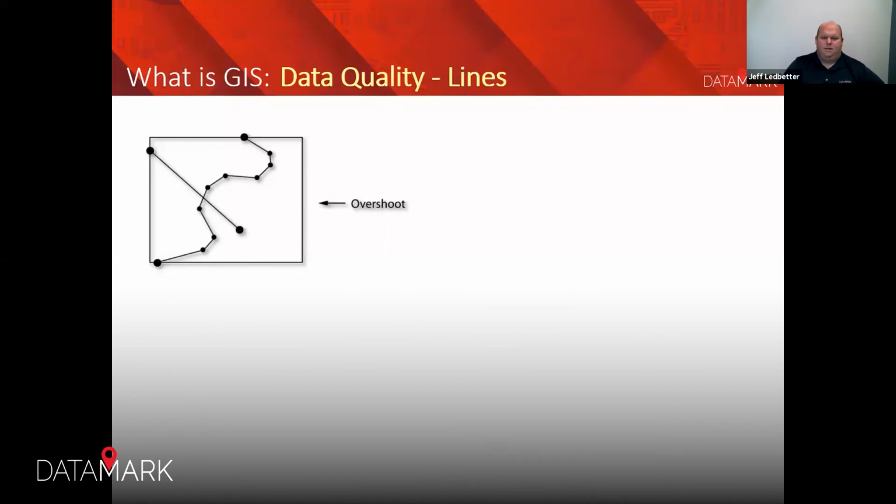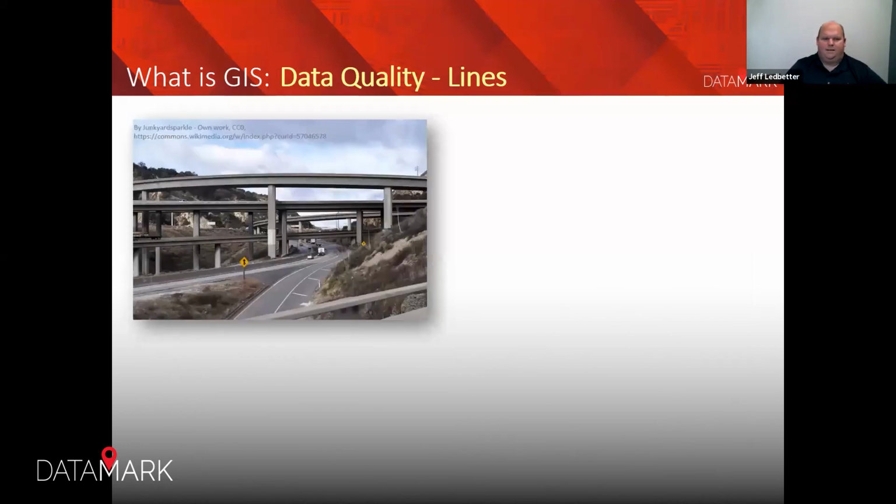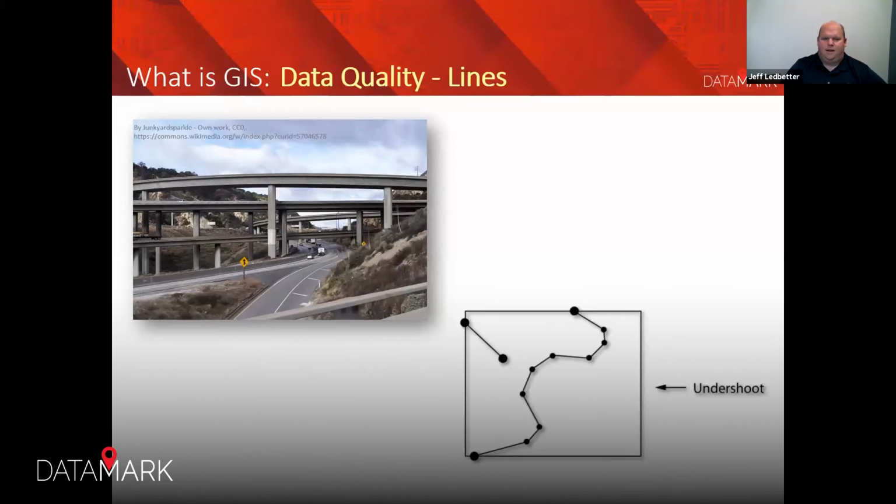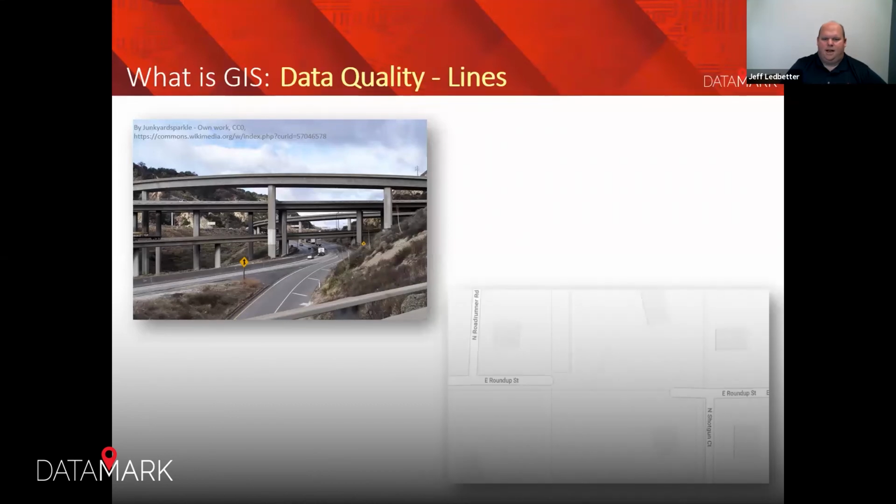Got some good answers coming in here. And let me just go ahead and end the polling. We'll share the results. We got some good answers. We got some good winners here. Nice. An example of a legitimate overshoot would be an overpass, where there isn't an intersection, so you wouldn't want it to break. And then an undershoot, a dead end.